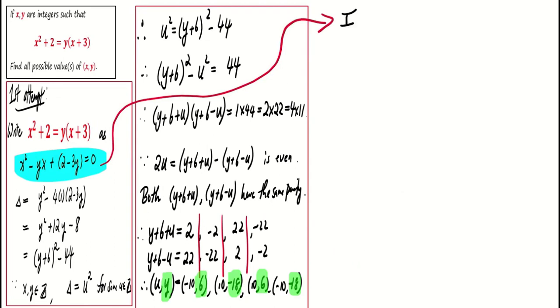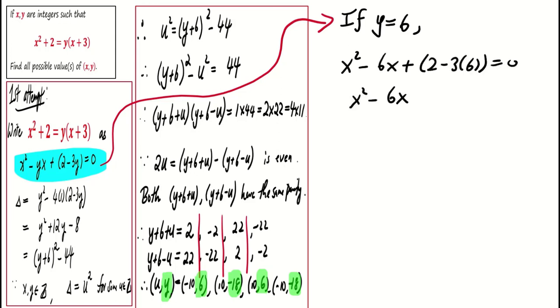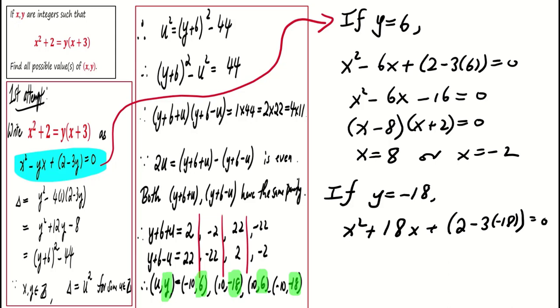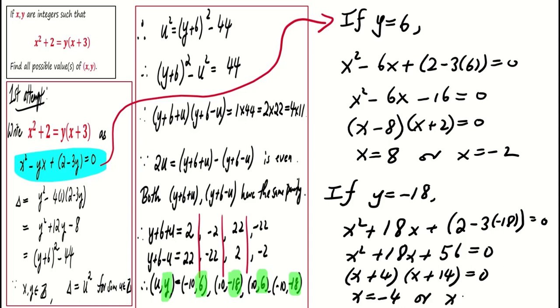Now, for the corresponding values of x, if y equals 6, using the given quadratic equation, x squared minus 6x minus 16 equals 0, we find x equals 8 or x equals negative 2. If y equals negative 18, using the given quadratic equation x squared plus 18x plus 56 equals 0, we find x equals negative 4 or x equals negative 14.